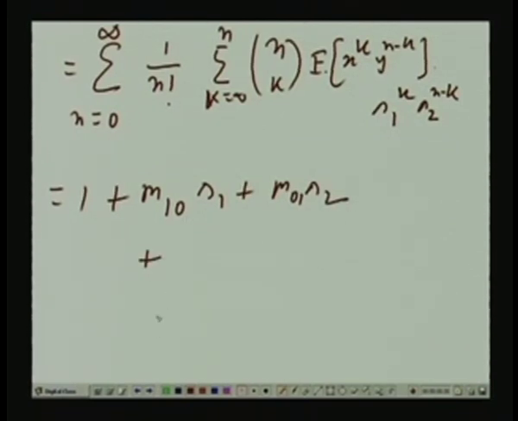Then you consider n equal to 2. For n equal to 2, what do we have? 1 by factorial 2, of course. So, that is 1 by 2. Then one term, we have got x square and y to the power 0, S1 square. That will give rise to m 2 0, and the coefficient will be 1, because factorial 2 divided by factorial 2 into factorial 0 is 1. So, m 2 0 S1 square.